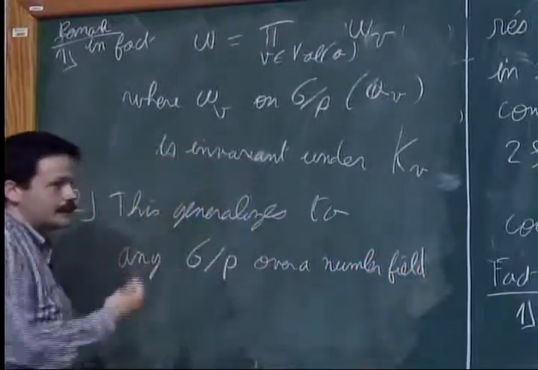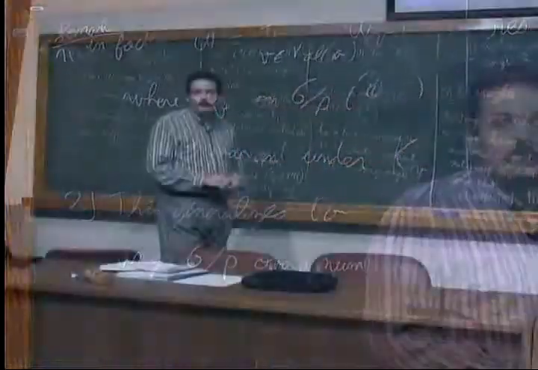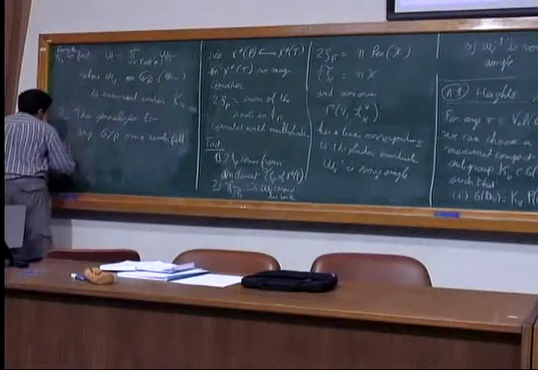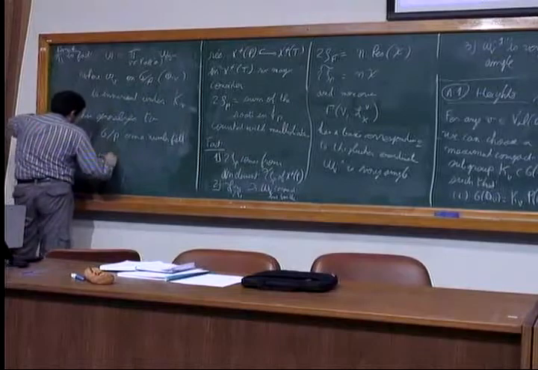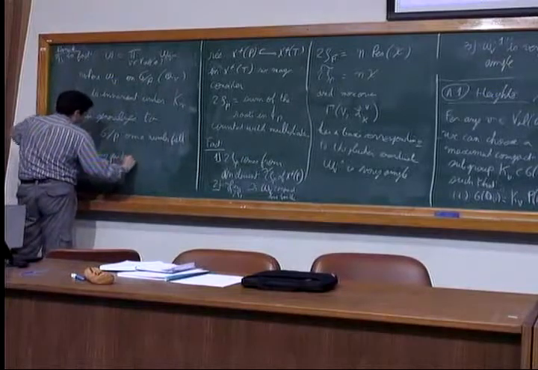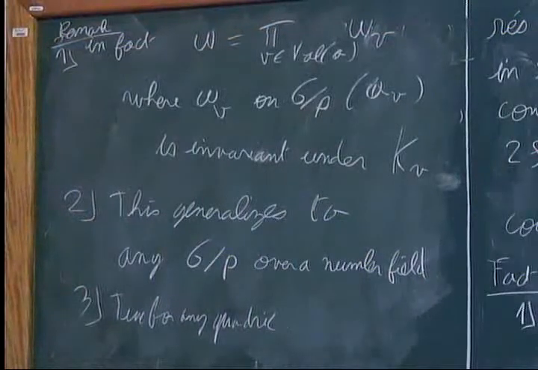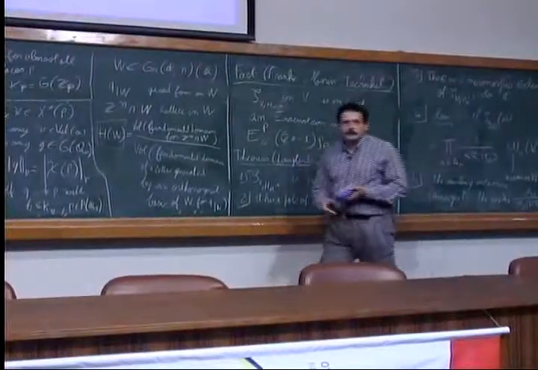In particular, since a quadric is of the form G over P, it's true for any quadric. So it's a very strong result. But it uses a huge machinery, namely the work of Langlands on Eisenstein series.